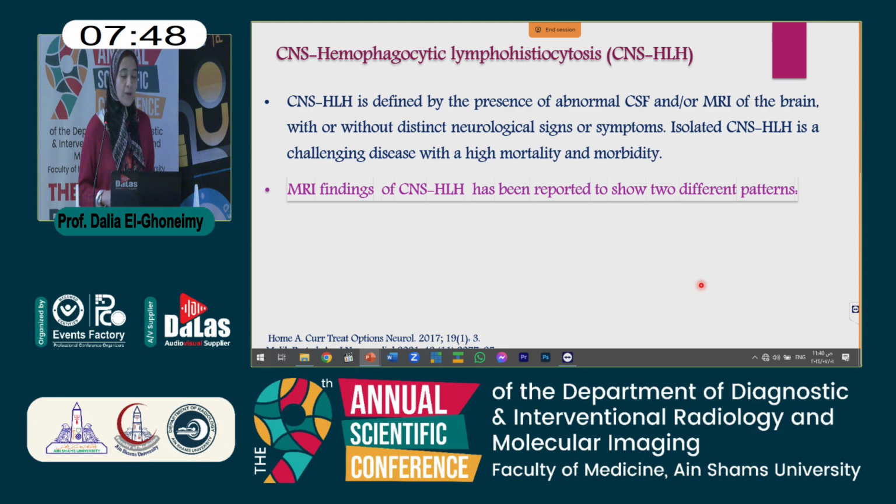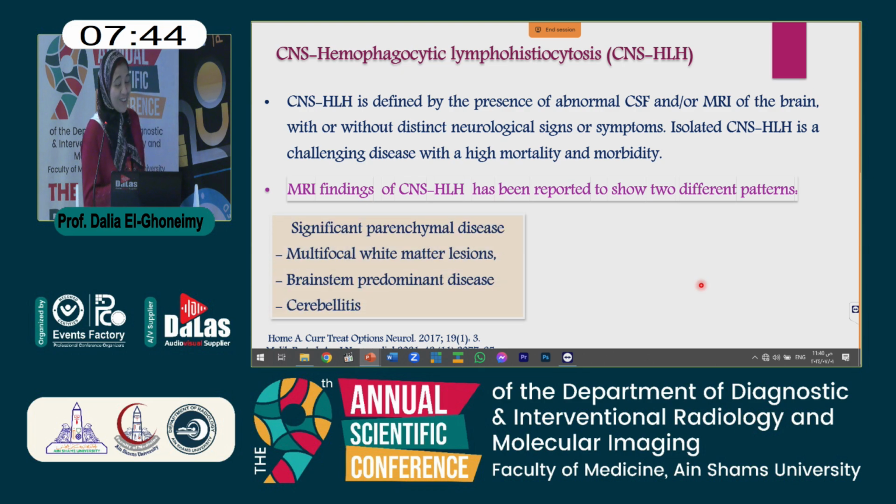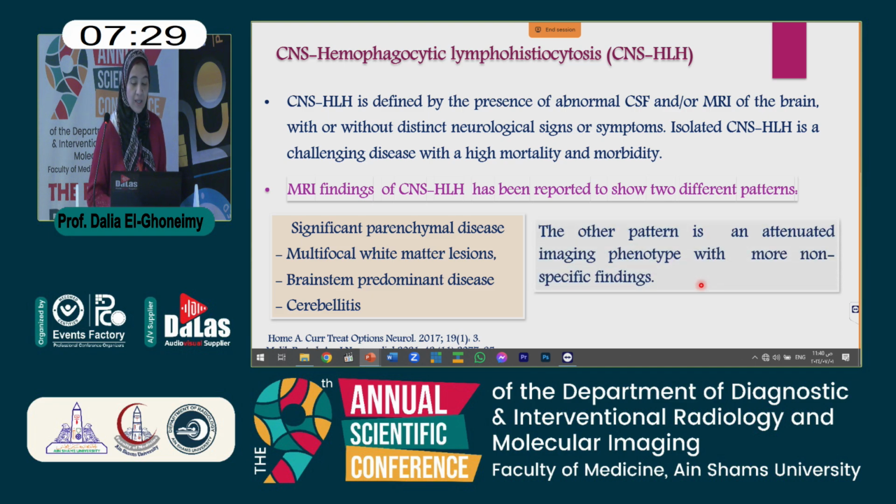So the MRI findings: I will not go through the images, I'll just go through the findings. In pediatrics, they found it to be distributed in two categories: significant parenchymal disease, which has 3 sub-patterns, multifocal white matter lesion, brainstem predominant disease, and cerebellitis. And the other pattern is an attenuated imaging phenotype with more non-specific findings that tends to be more in younger individuals.